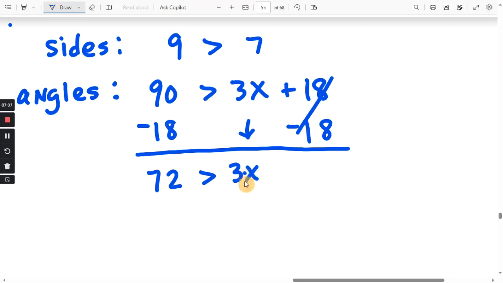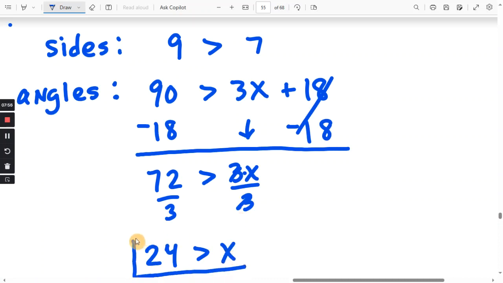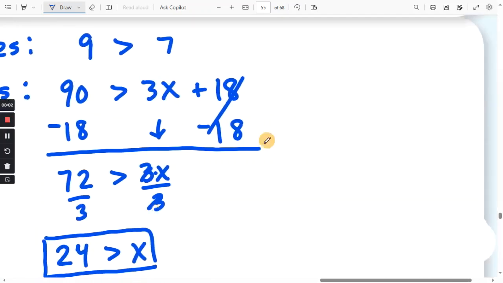So anyhow, we have x times 3. The opposite is divided by 3. Cancels here. 3 into 7 goes 2 times. Carry the 1. 3 into 12 goes 4 times. Bring down the symbol, and x is less than 24. Now again, that's not the final answer. X can only go so low. So over here, we'll do the other calculation.